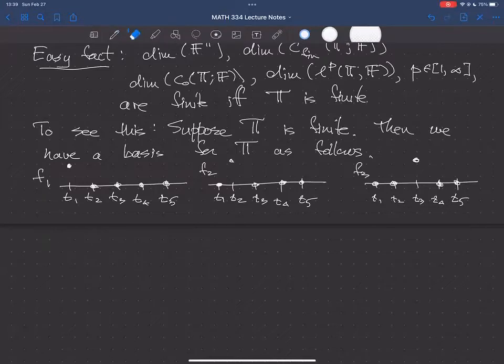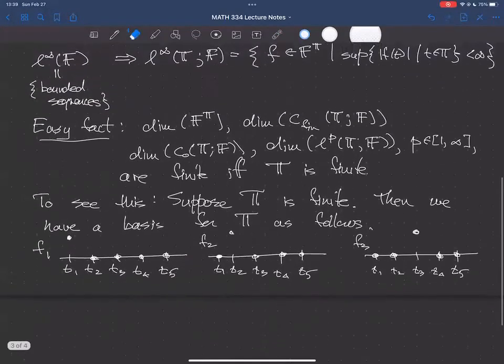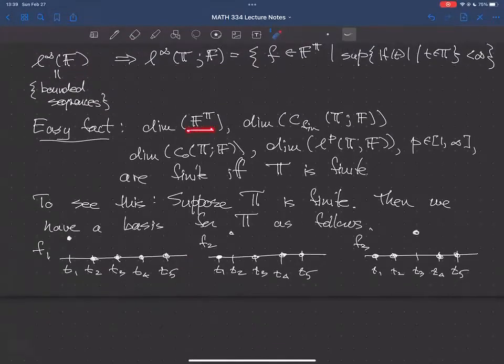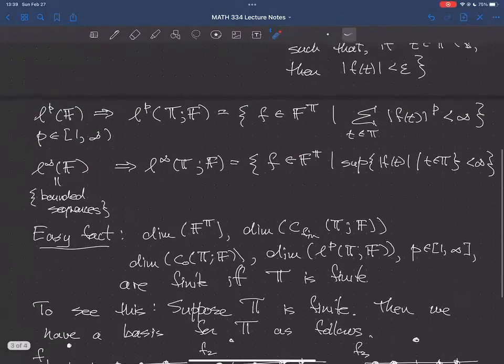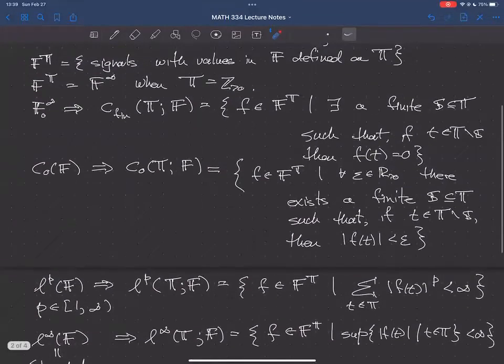So now that shows that if T is finite, then F to the T is finite. However, if you take a look at all these definitions, so C finite, what's C finite? So C finite says that there's a finite set S, so that if you're outside S, then F of T is equal to 0. Well, if you take the finite set S to be T, in the case when T is finite, you can see then that this space is exactly this space. And for similar reasons, this space is exactly this space.